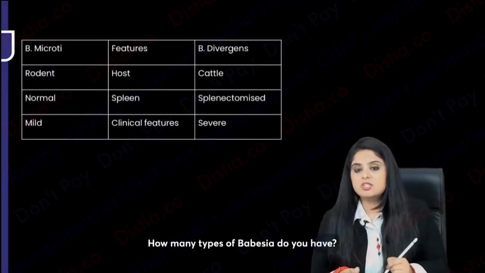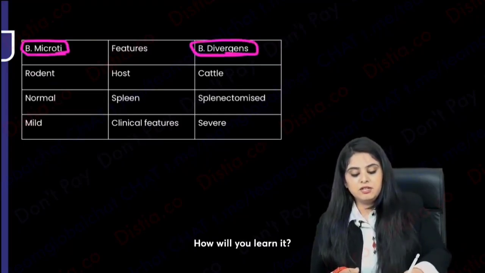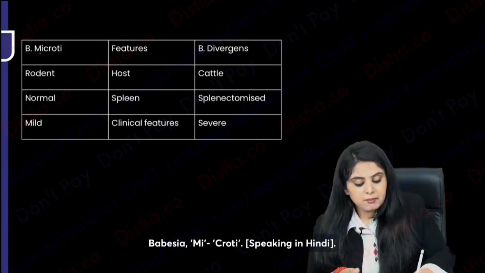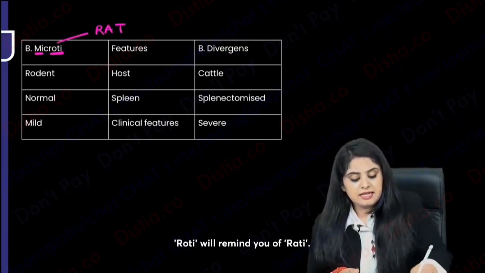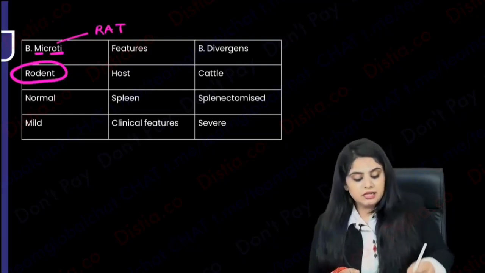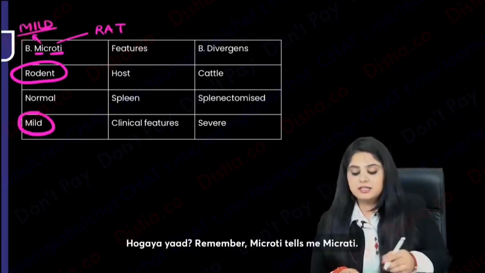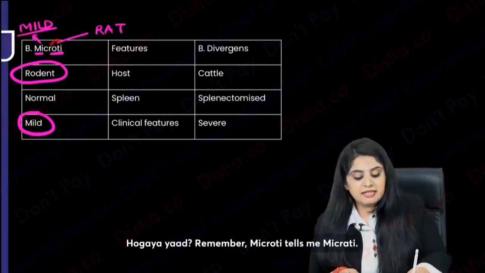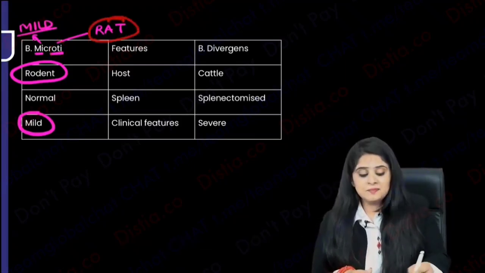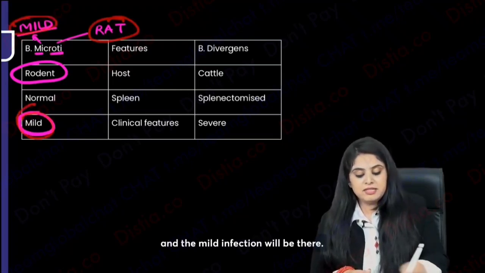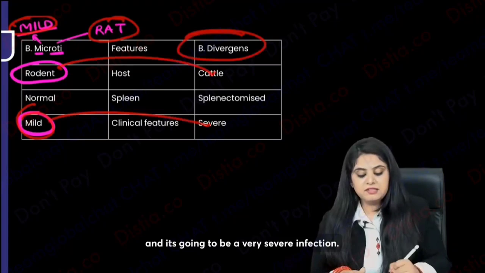How many types of Babesia do you have? Babesia microti, Babesia divergens. How will you learn it? Separate them. "Mi" will remind you of ratty, meaning the host is going to be a rodent. And "mi" will also remind you of mild. It is a mild disease. Got it? Remember, microti tells me micrati. From today onwards, call it Babesia micrati because it occurs in the rat. And the mild infection will be there, whereas Babesia divergens is different. It's going to be cattle and it's going to be a very severe infection.